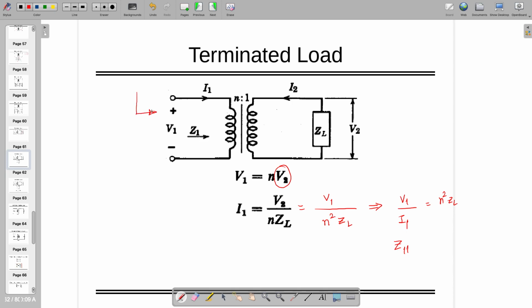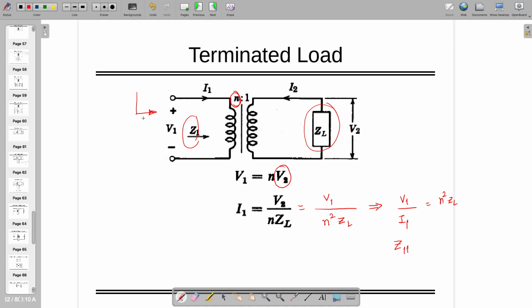That's the input impedance looking into this transformer. Similarly, you can find out the output impedance. That will be defined as Z22. But in this case, this is the most important derivation, because if we are looking into the transformer, the effective input impedance is going to be equal to n square times ZL, where n is the number of turns. So whatever ZL you are keeping, that is going to be available at the input of any transformer.